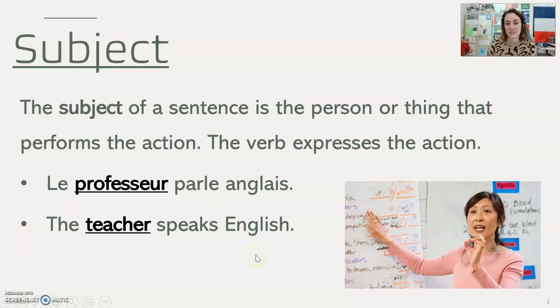The subject of a sentence is the person or the thing that performs the action. So whoever does the main verb of the sentence, that is the subject. The verb is the action expressed. So, le professeur parle anglais, the teacher speaks English. Teacher or professeur, that's the subject.